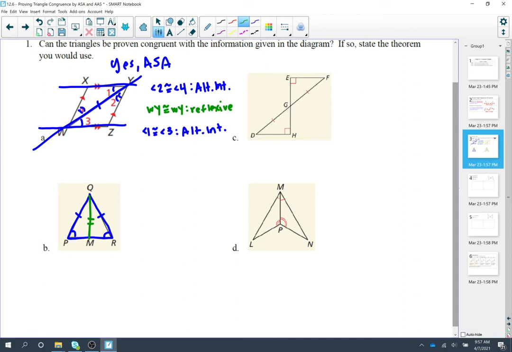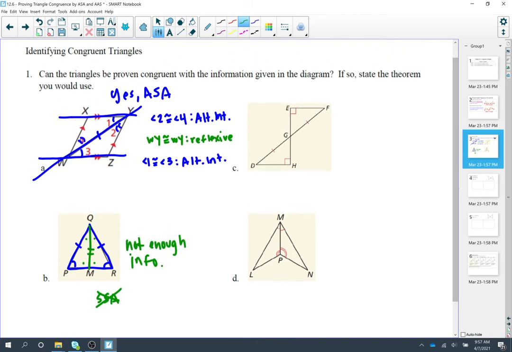I have two sides and an angle, which would be side, side, angle, but that's not a theorem. So that won't work. I don't know anything about those angles, so we can't say those are congruent. Some people would look at that and say it looks like it's cut in half, but there's no way of knowing that. So here there's not enough information. We cannot conclude that those are congruent.